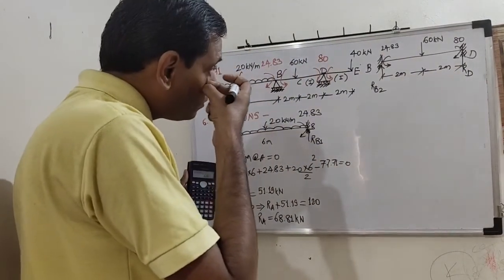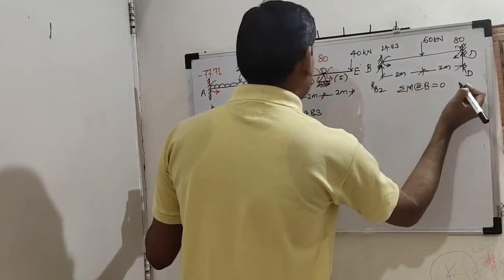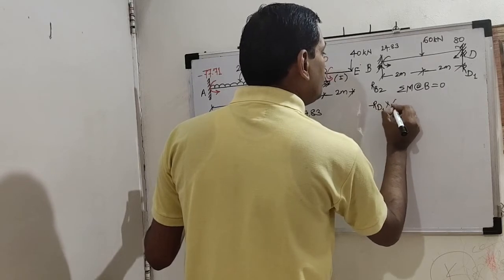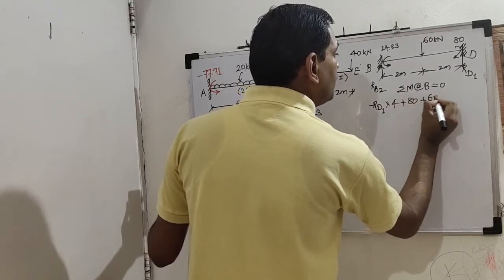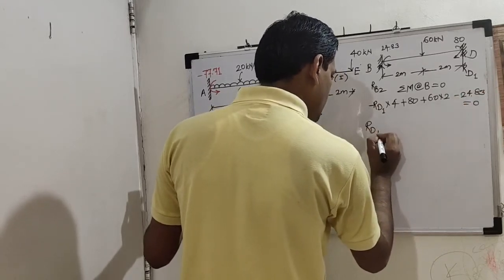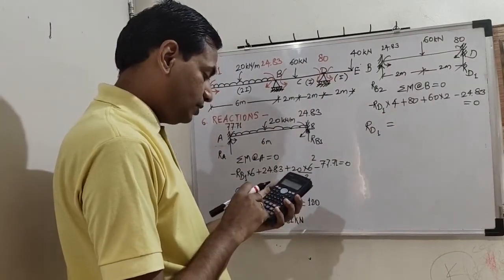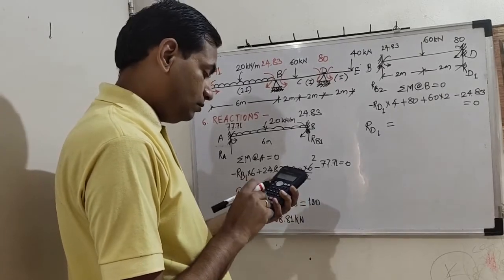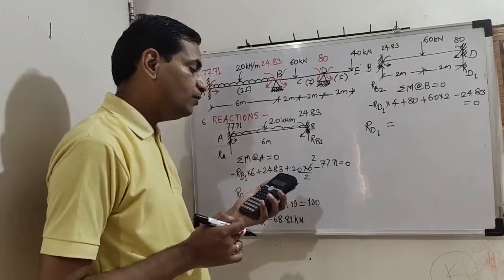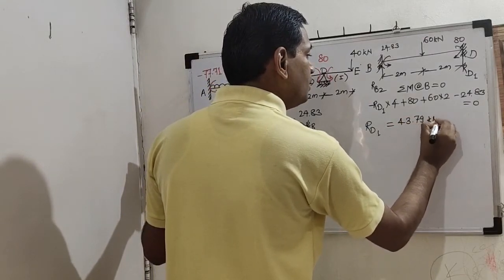So summation of moment about B. So I shall assume this is RD1. So minus RD1 into 4 plus 80 plus 60 into 2 minus 24.83, this is equal to 0. This is going to give us RD1. So 80 plus 60 into 2 minus 24.83. Correct? This total is divided by 4. So 43.79. We are getting the answer as 43.79.